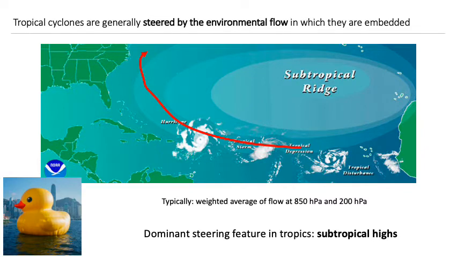And so in general, the dominant steering feature in the tropics are the subtropical highs. That's what's shown here, the subtropical ridge. That's not in every basin, but it's certainly in the Atlantic and the West Pacific basins. These are really important steering features governing where storms move.